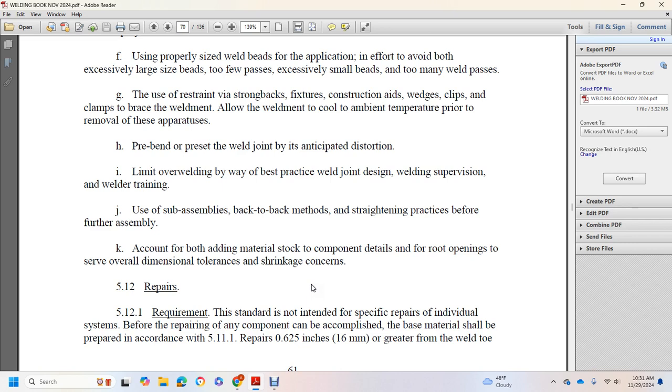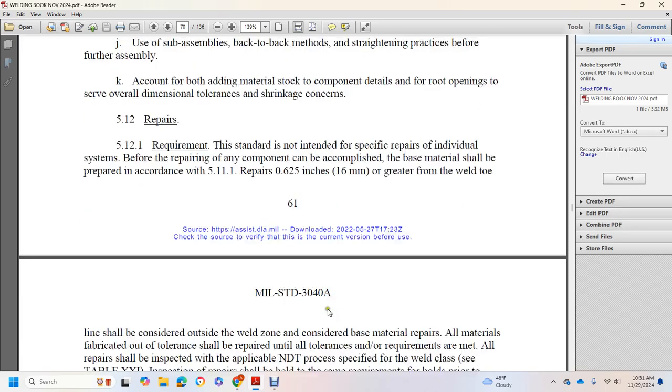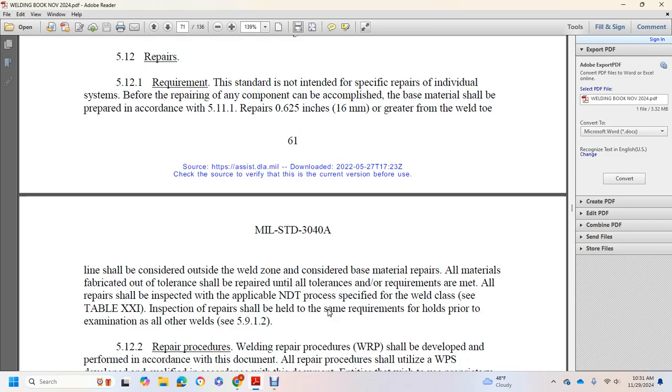Alright, 5.12 repairs requirement. The standard is not intended to specify requirements of individual systems before repairing components can be accomplished. The base material should be prepared in accordance with 5.11.1. Repairs of 5/8 of an inch or greater from the weld toe shall be considered outside of the weld zone, and considered base material repairs. All material fabricated out of tolerance shall be prepared so that all tolerance requirements are met. All repairs shall be inspected and subjected to applicable nondestructive testing.